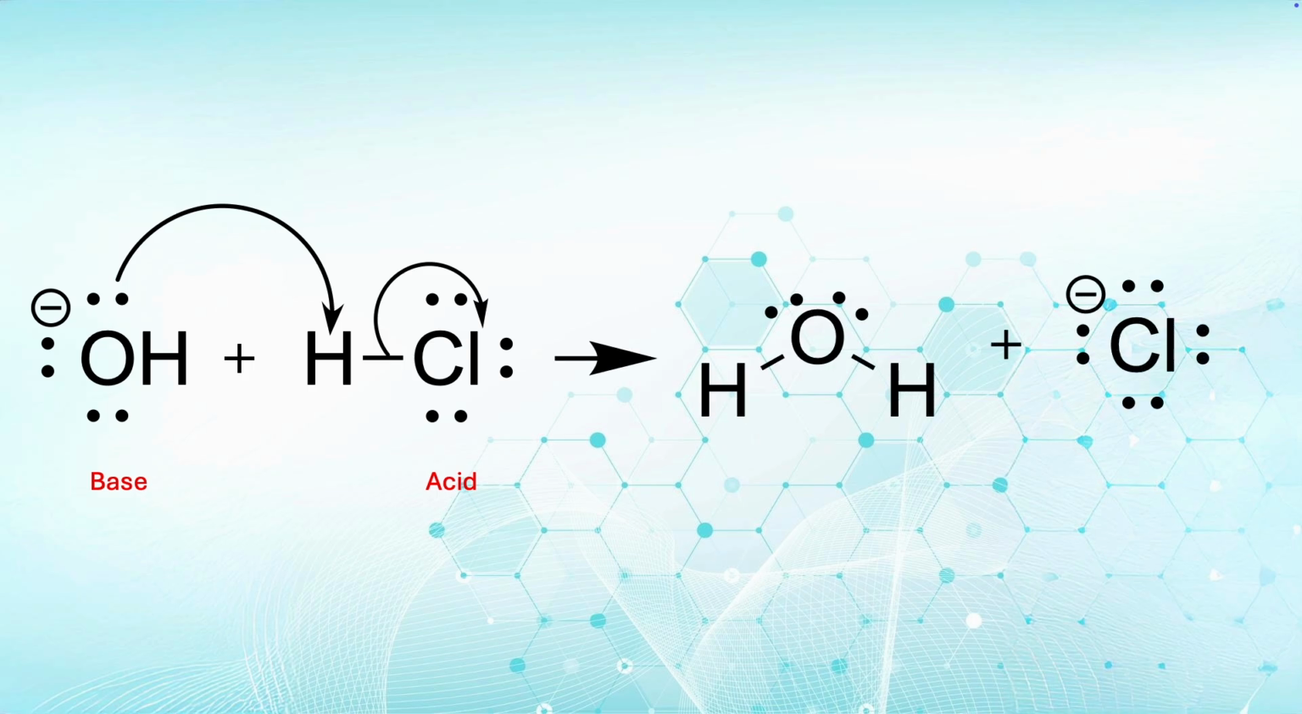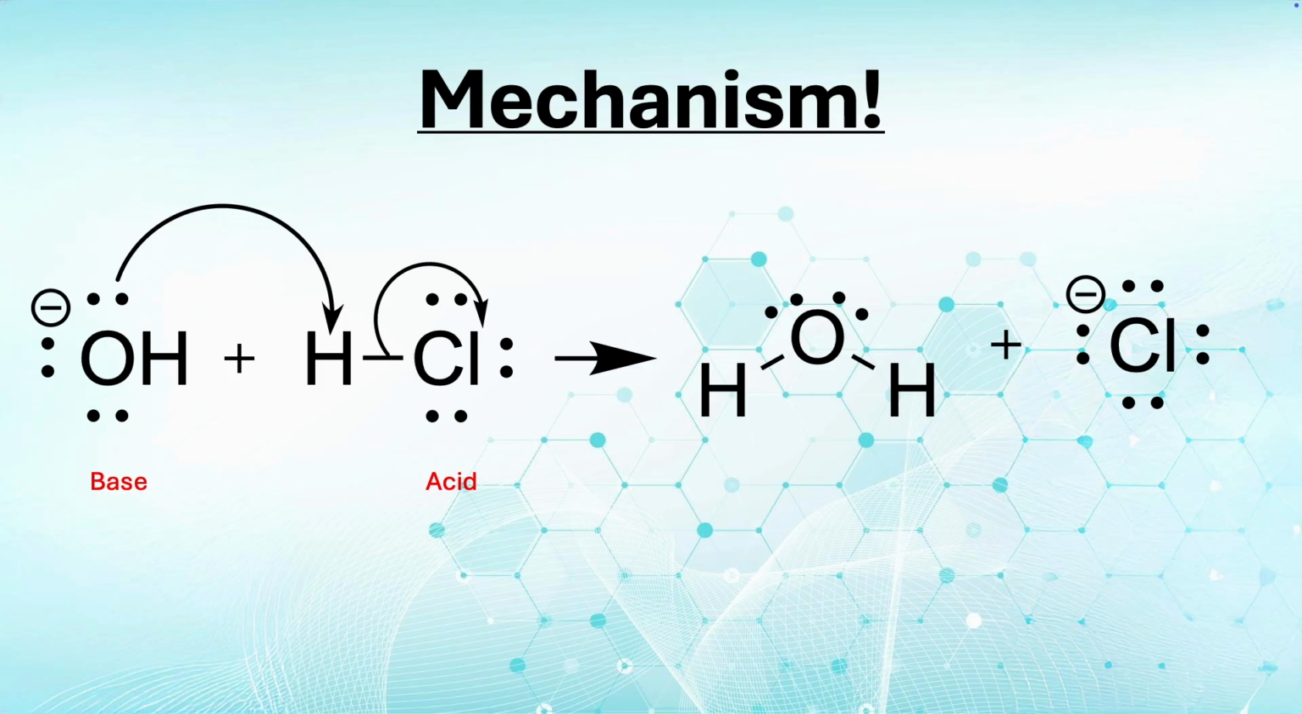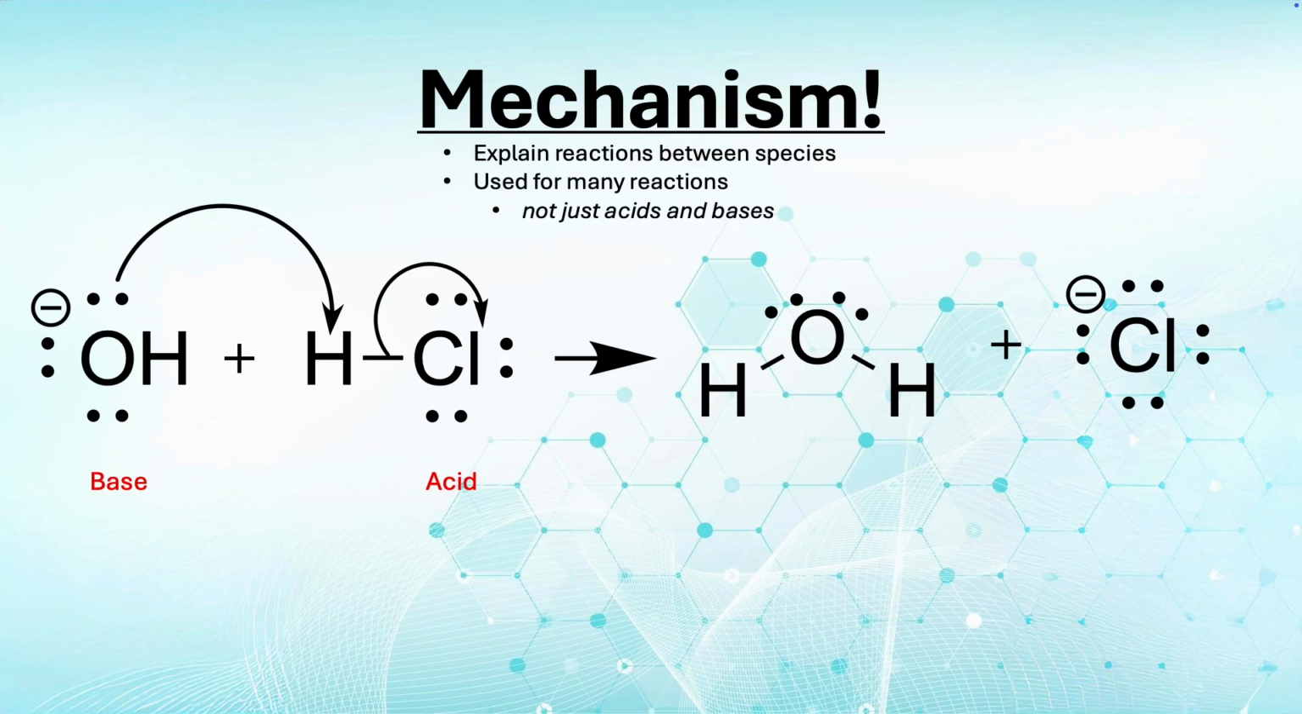I want to congratulate you. With what, you may ask? Well, this diagram we drew out is called a mechanism. Chemists use mechanisms to explain reactions between species. Mechanisms aren't just used for acids and bases. You'll be using mechanisms to describe tons of reactions throughout the course.